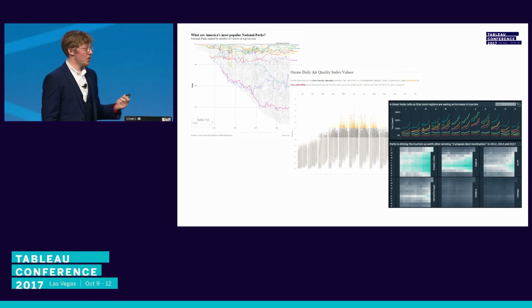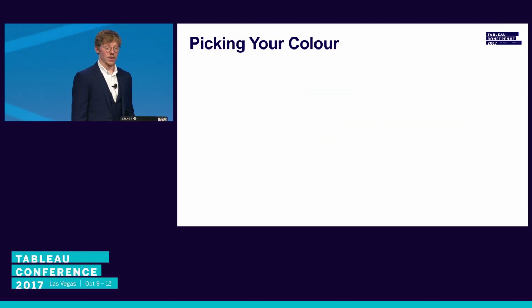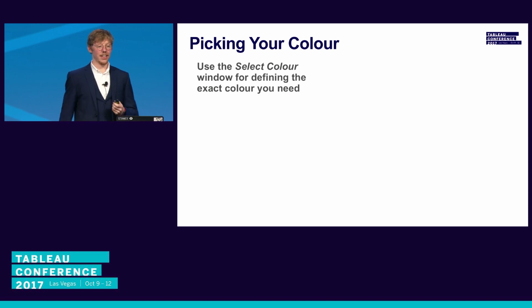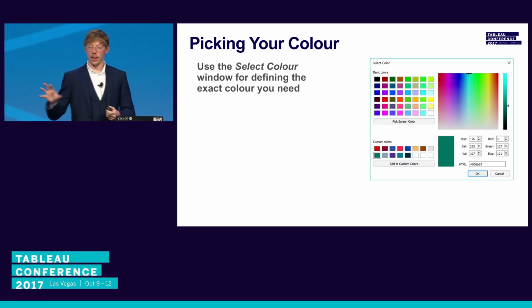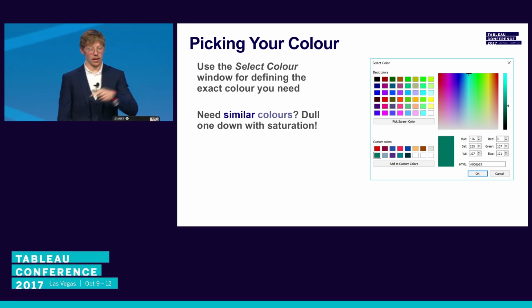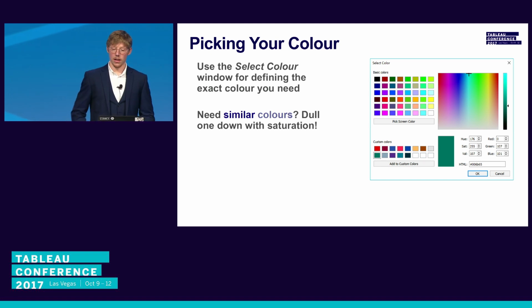So we've already covered gray, but how do we pick specific colors? We've made the select color window a little easier to get to, this particular window, so you can start picking and defining your colors. If you need a similar color, pick a particular color and then dull it down with saturation. You saw it with intensity. It's a great way to highlight particular points.